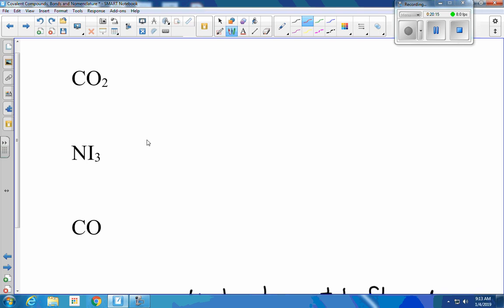All right, carbon. This is carbon, right? I only have one there. I don't use the prefix mono. So it's going to be carbon. Now the second one is oxygen. How am I going to change the ending here? It's not going to be oxygen. It's going to be what? Oxide. Now I have two of these. So what prefix am I going to use for two? Di. So it's going to be carbon dioxide.